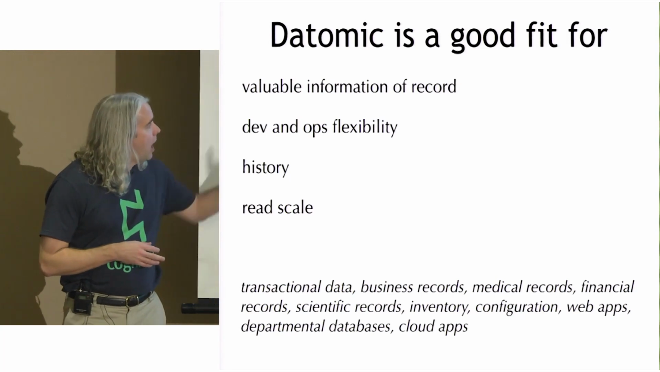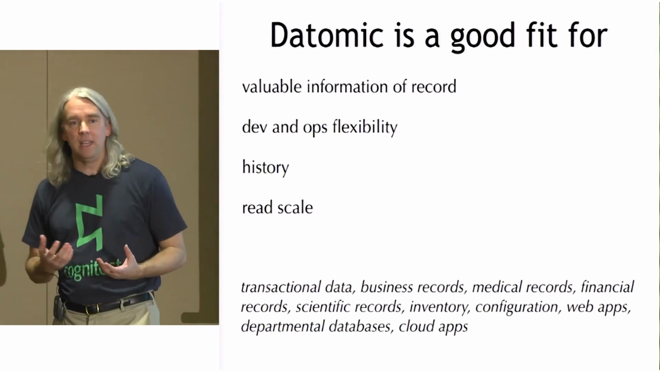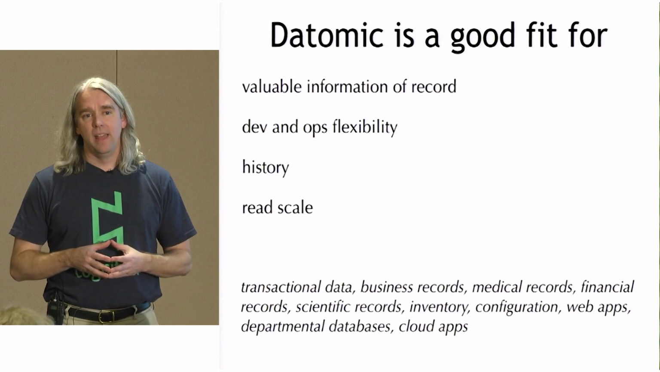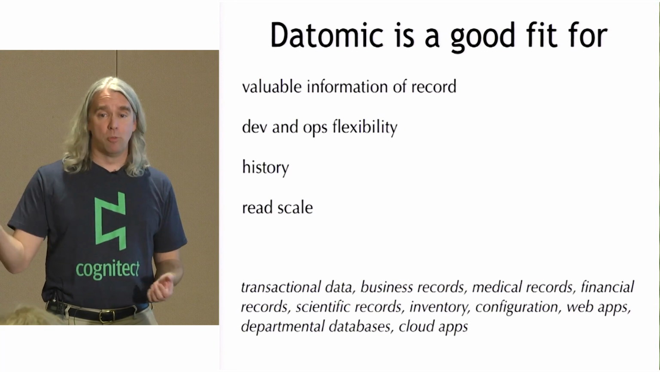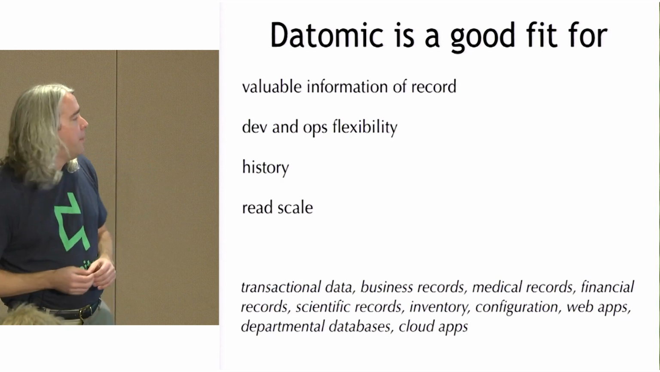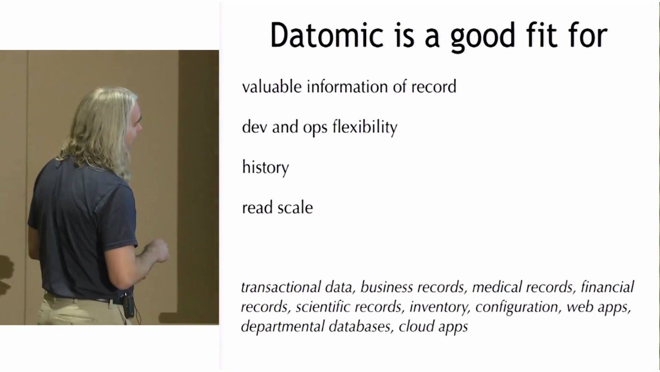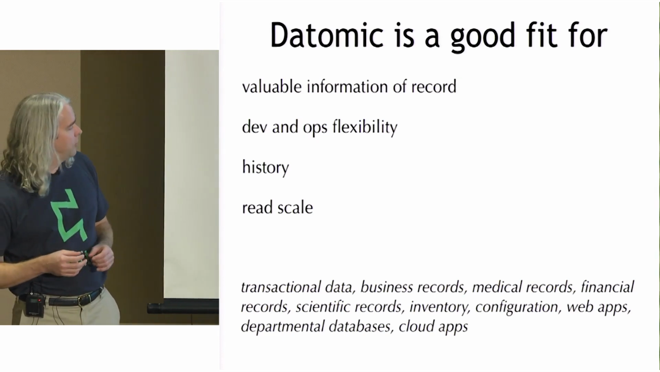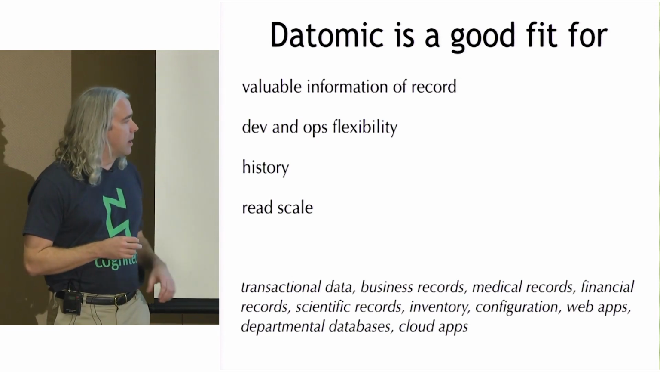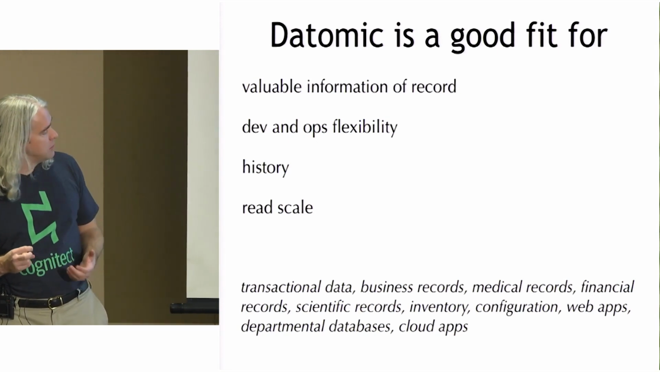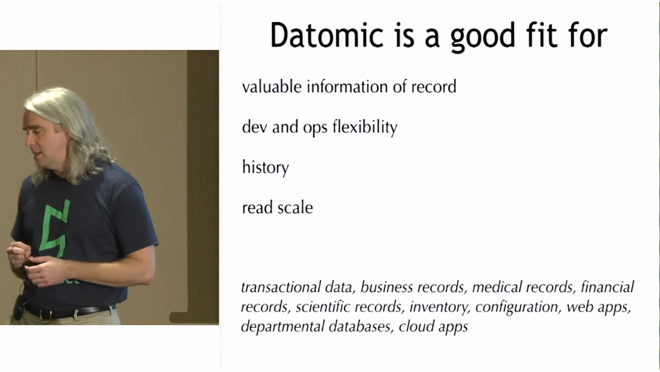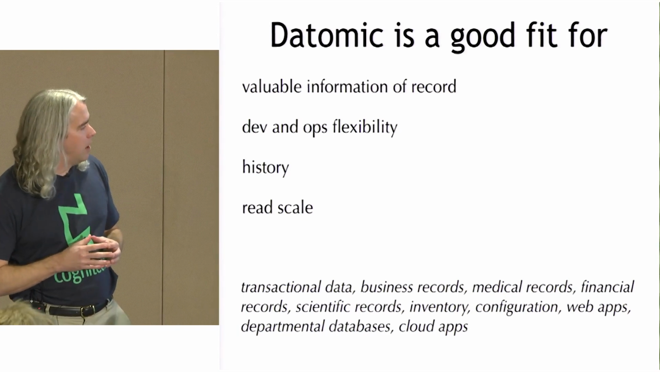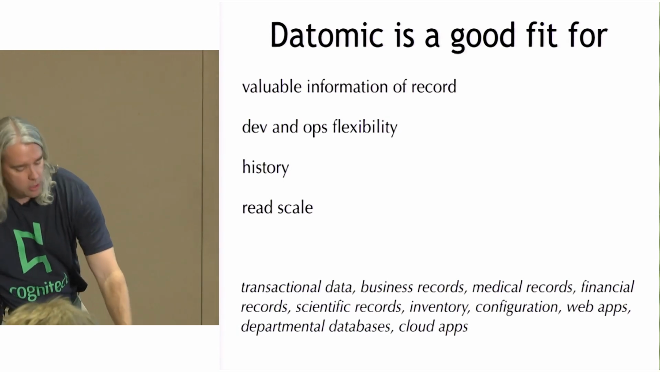And then it's a great fit for read scale. Immutability enables read scale. So you can say, I want to be able to serve a lot more reads, and I want to be able to expand my system just by adding more machines, not having to code in a different way. And so there's a ton of scenarios here. Transactional data of any kind, online stores, business records, medical records, financial records, scientific records, inventory, configuration of systems, web applications, departmental databases, and cloud apps, and many more. Those are areas where we've seen people be successful using Datomic.